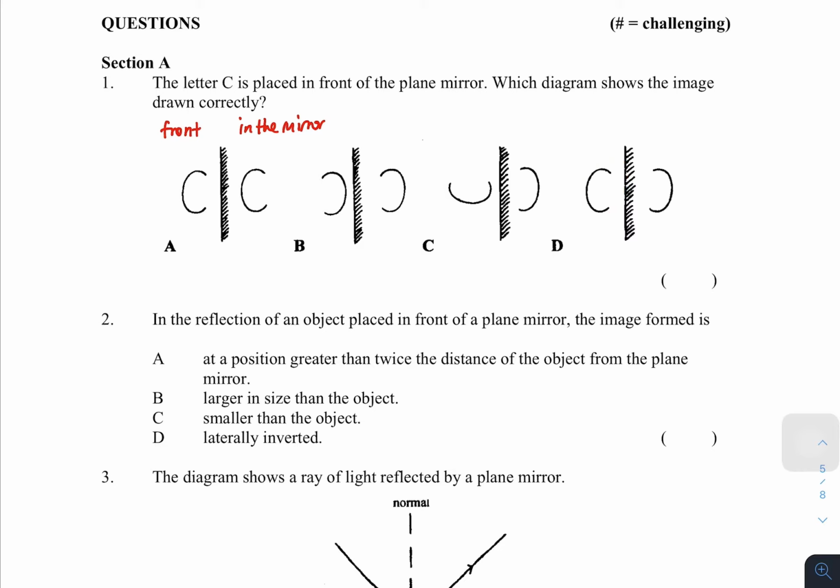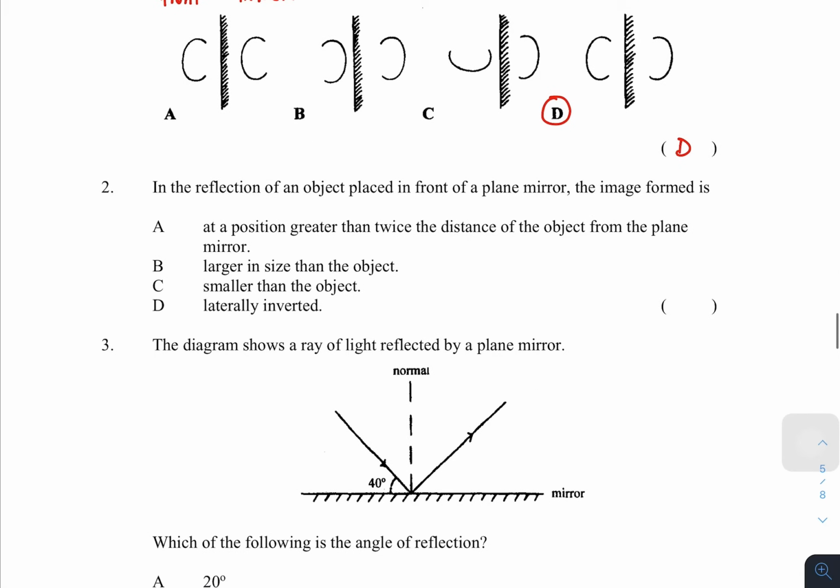And take note that when you're in the mirror, your image is laterally inverted. So here, the image that is laterally inverted is D. This one is actually a lot of common sense, but the key word here is to look for a laterally inverted image. Okay, so this is question 1.